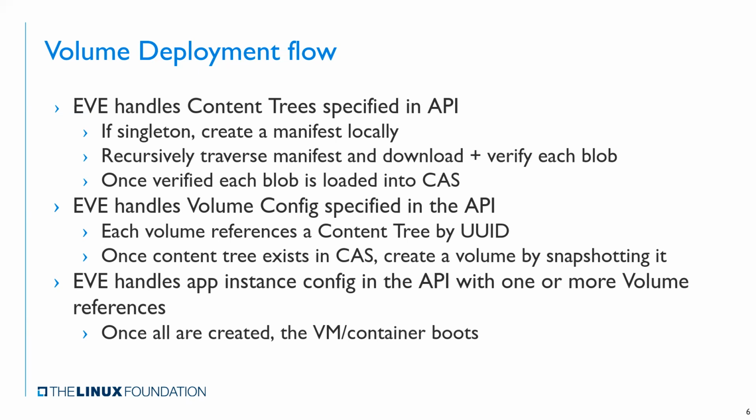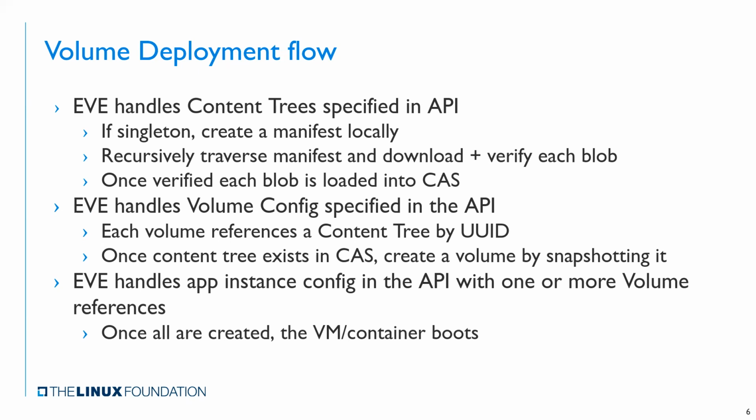Then Eve, again, this all happens at the same time that it gets an app instance config. And that has one or more volume references. Again, it's a UUID that refers to the actual volumes it wants. And once the app instance sees that all of these volumes are created, the actual virtual machine or container task is booted. So that's the normal flow that you see.